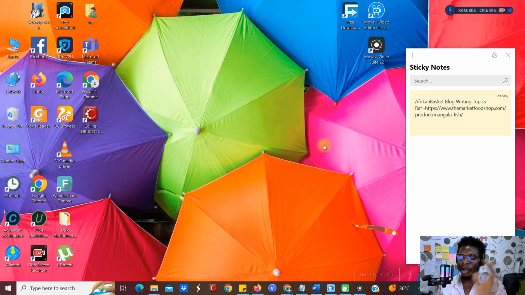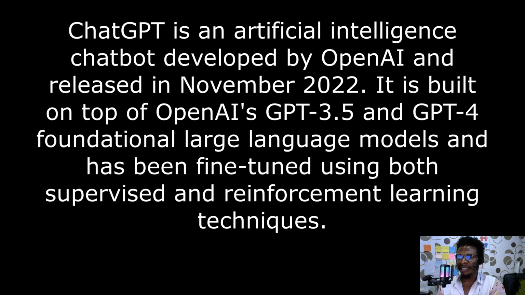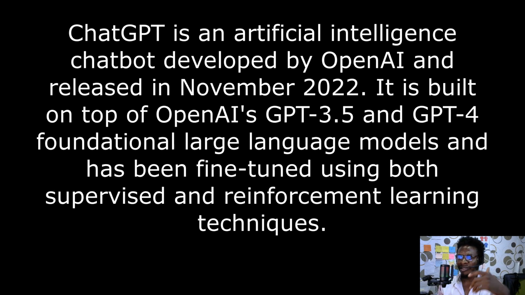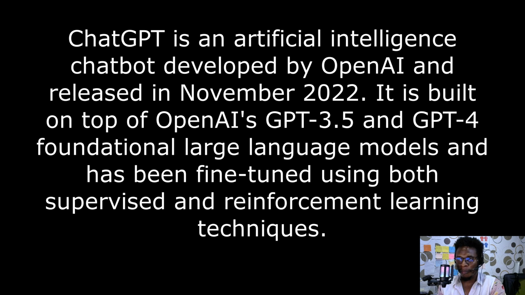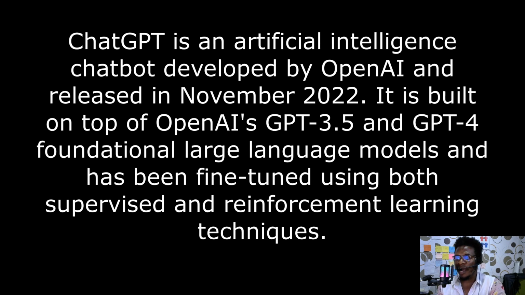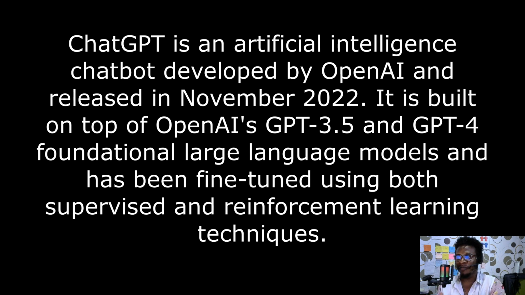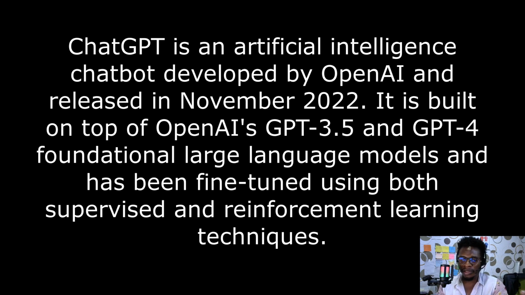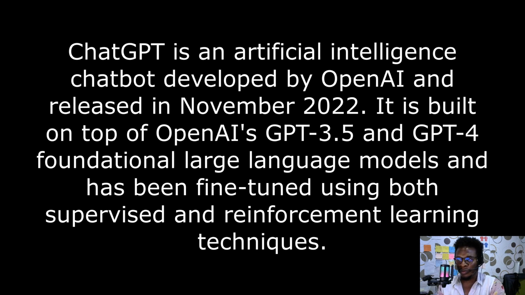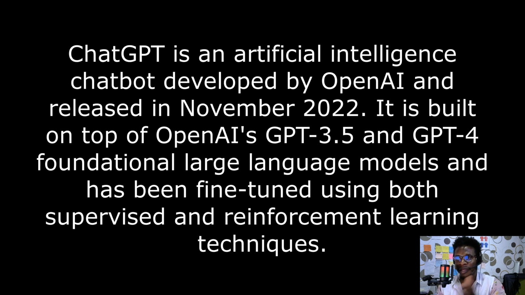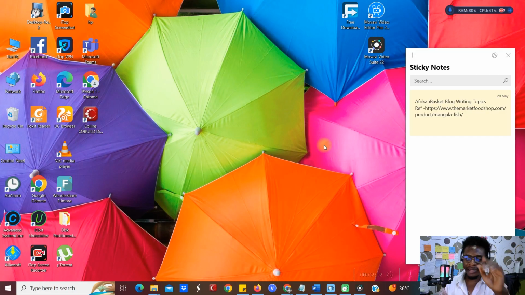According to the developers of this artificial intelligence tool, ChatGPT is an artificial intelligence chatbot developed by OpenAI and released sometime in November 2022. It is built on top of OpenAI's GPT-3.5 and GPT-4 foundational large language models. I assume these are more like the versions, right? And it has been fine-tuned using both supervised and reinforcement learning techniques. So that is the first definition, more like a professional definition of what ChatGPT is.